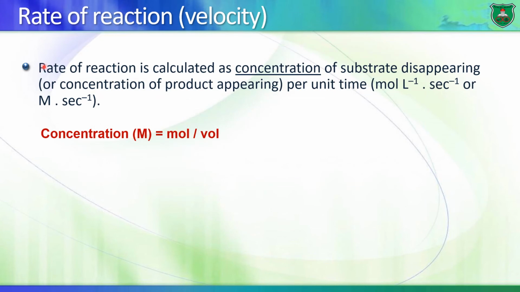Let's look at some terms right now. So we have the rate of reaction, or Vmax, which is basically the concentration of substrate disappearing or product appearing per unit time. That's Vmax, right? So it's moles per liter per second. Okay, that is molarity in other words. Okay, so molarity is equal to moles per volume. So that's rate of reaction.